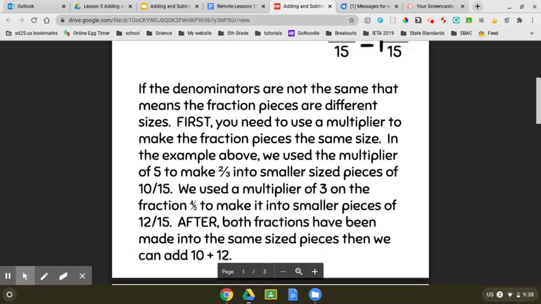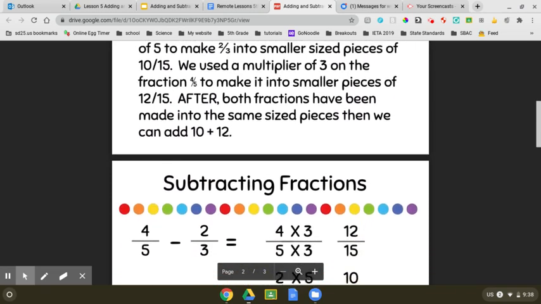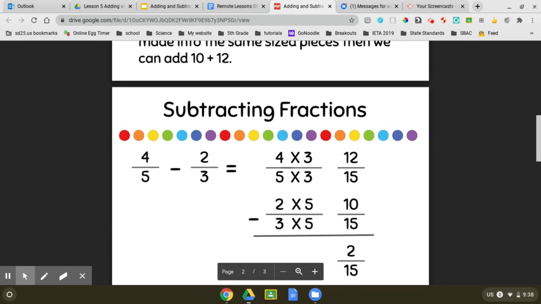Here's a little written explanation if you want to go into that other document yourself and read through it.